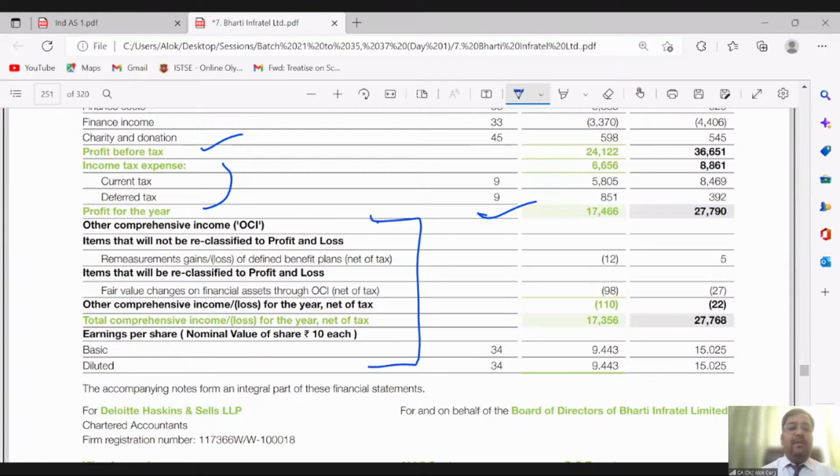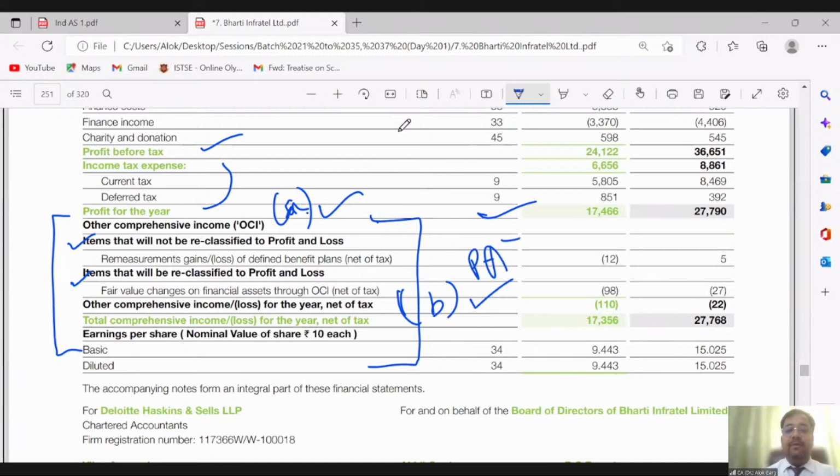And then there is a section of other comprehensive income. In other comprehensive income, there are two line items: items that will not be reclassified to P&L, and items that will be reclassified to P&L. And the profit, which is A, plus other comprehensive income, which is B, gives the profit for the year and other comprehensive income. So PAT plus OCI, other comprehensive income, is known as TCI, total comprehensive income. So you can see total comprehensive income or loss for the year.